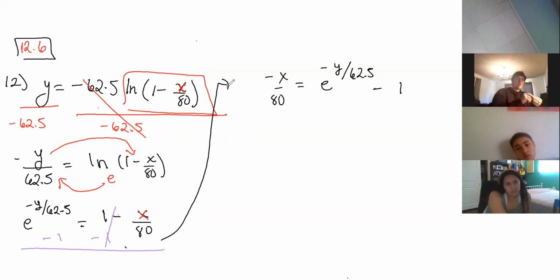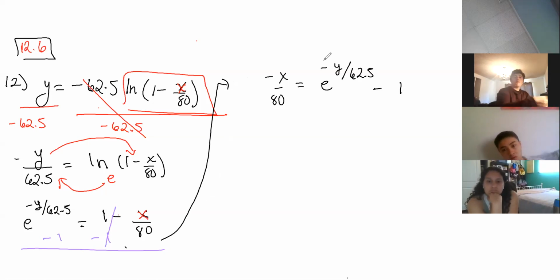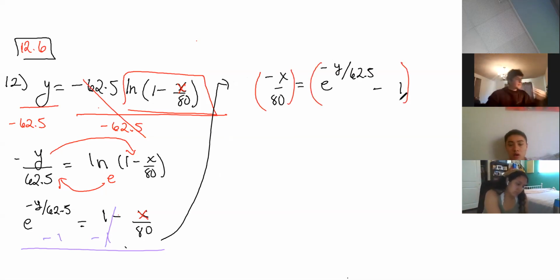No one has a question? All right. If I'm trying to get x by itself, what would I do? You would multiply both sides by the denominator, so what would I multiply by?